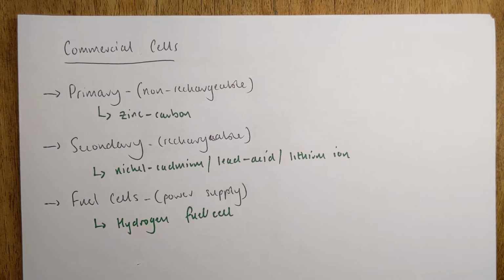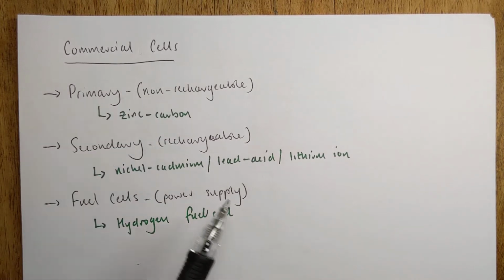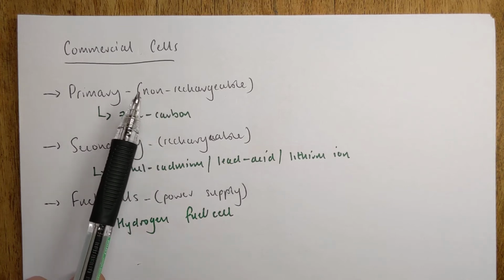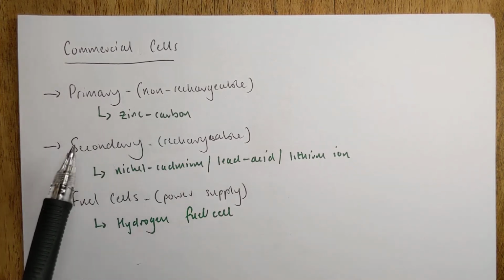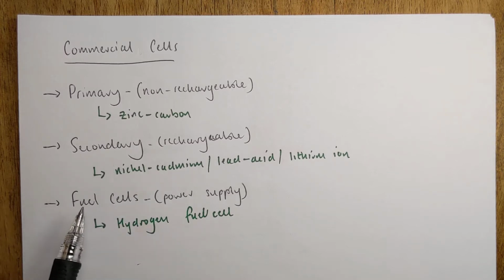So on to the topic itself. The way this finishes off is in three sections. We've got commercial cells, which basically just means batteries. We've got three types we need to know about. Primary cells, which are more commonly known as non-rechargeable cells. Secondary cells, where the difference is that they are rechargeable. And then fuel cells, which are more to do with power supply, like powering the grid. The one example we've got is a hydrogen fuel cell.